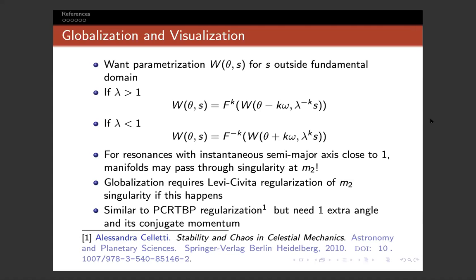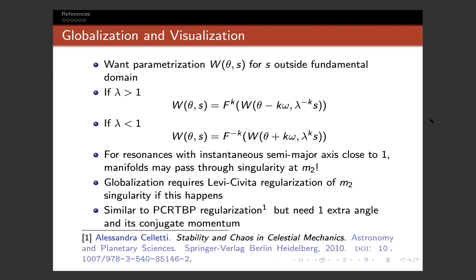In this case, you have to integrate backwards, negative k times, and k is computed so that lambda to the k times S is within the fundamental domain of that parametrization. So one thing to note is that if you have resonances with instantaneous semi-major axis close to 1, the manifolds can actually pass through the singularity at M2. So globalization using these formulas can require a Levi-Civita regularization of the M2 if this happens.